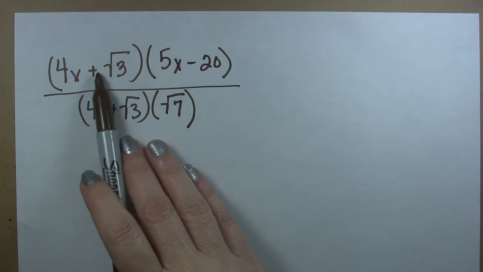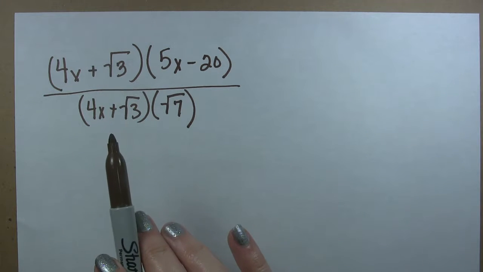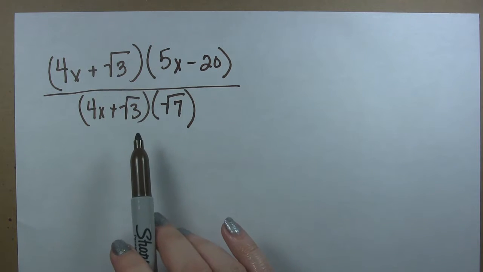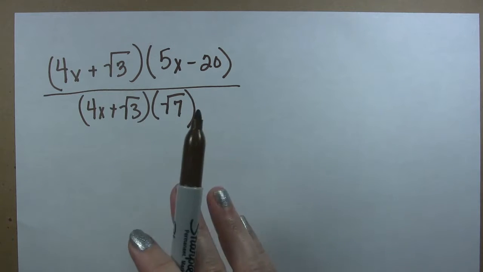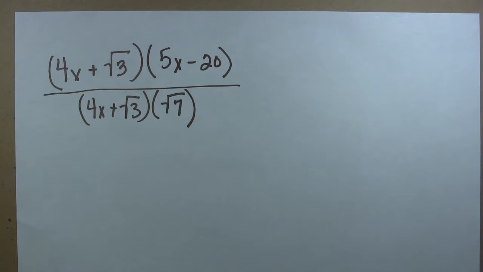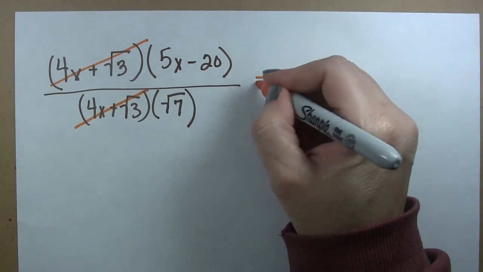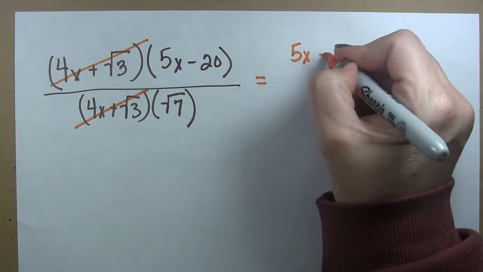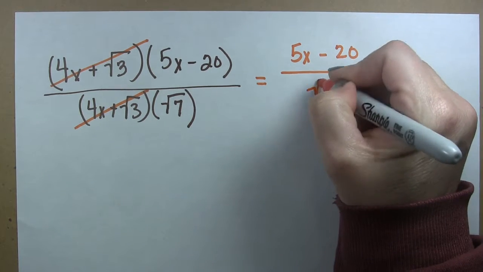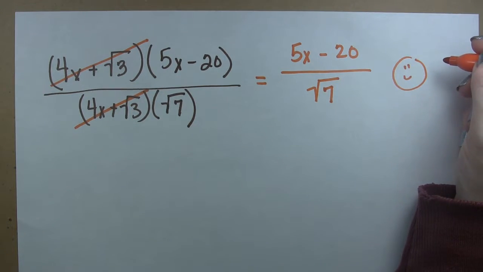You will see that we have plus and minus signs. So the bad teacher who said, if you see that, then you can't do it, this would be an example of where that teacher has gone wrong, because you can cross these off. You could cross off this and this so that your answer becomes 5x minus 20 over radical 7. That is totally appropriate.